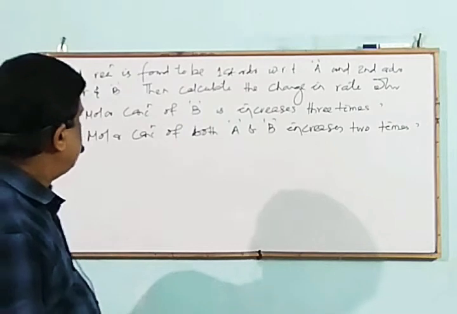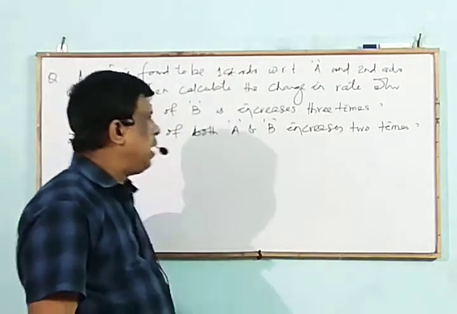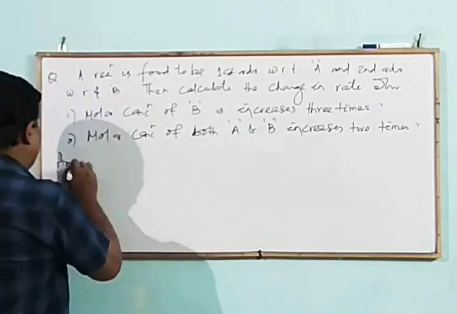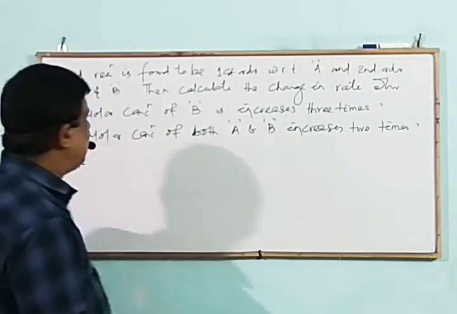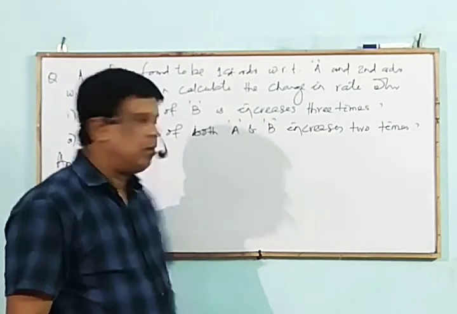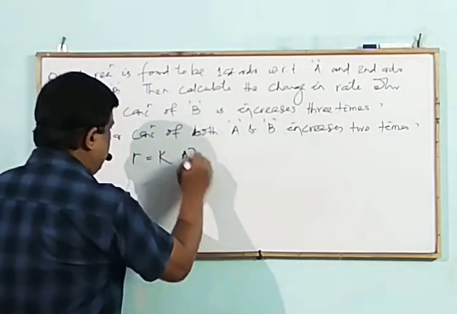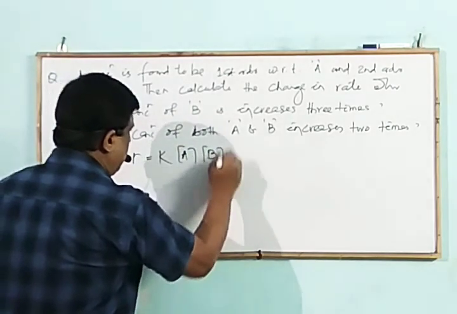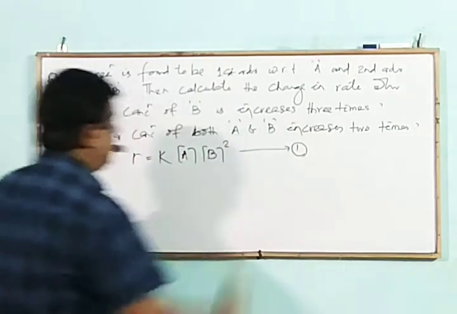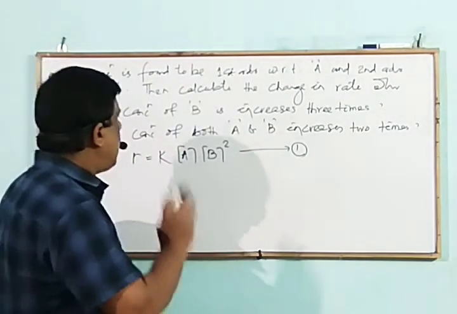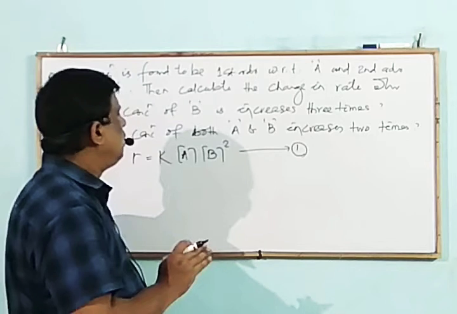A reaction is given that is first order with respect to A and second order with respect to B. That means, to answer, we first represent the rate expression. According to rate law, the rate expression is R equals K A B to the power 2. Mark that.